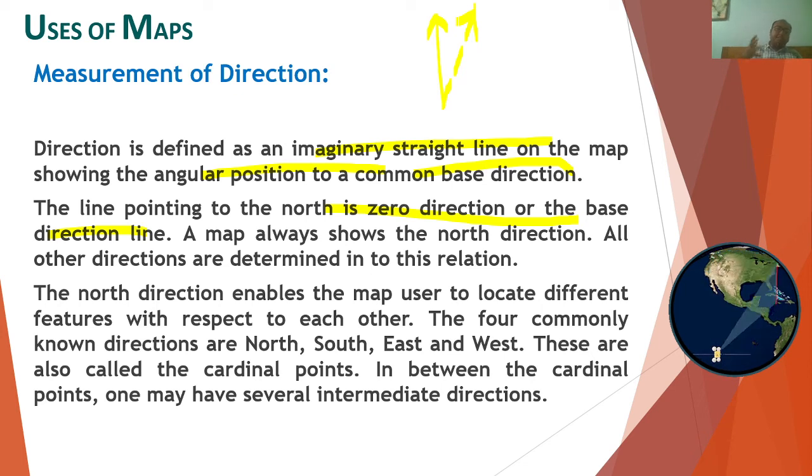The north direction enables the map user to locate different features with respect to each other. The four commonly known directions are north, south, east, west. They are also called cardinal points. In between the cardinal points, one may have several intermediate directions.